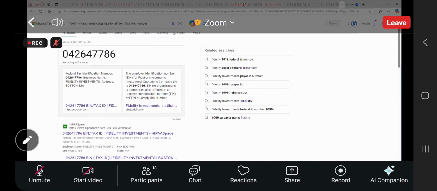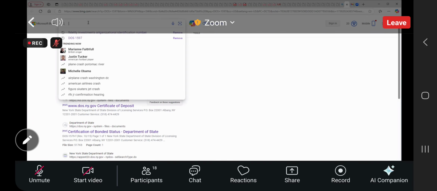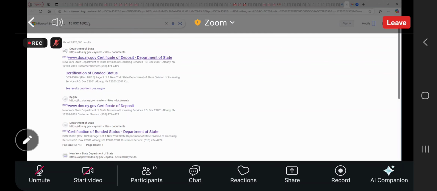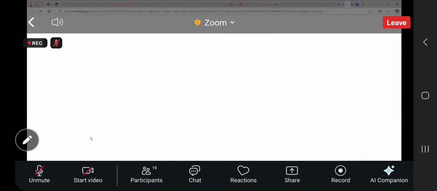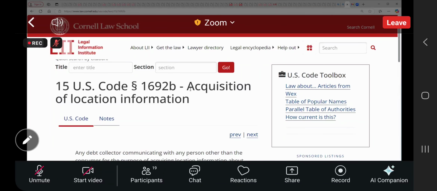So if you are the consumer of the contract, 15 USC 1692B, Section 2. Acquisition of location. Your 1099As have acquisition on it also. So pay attention. 15 USC 1692B, acquisition of location information. Your home is the location.